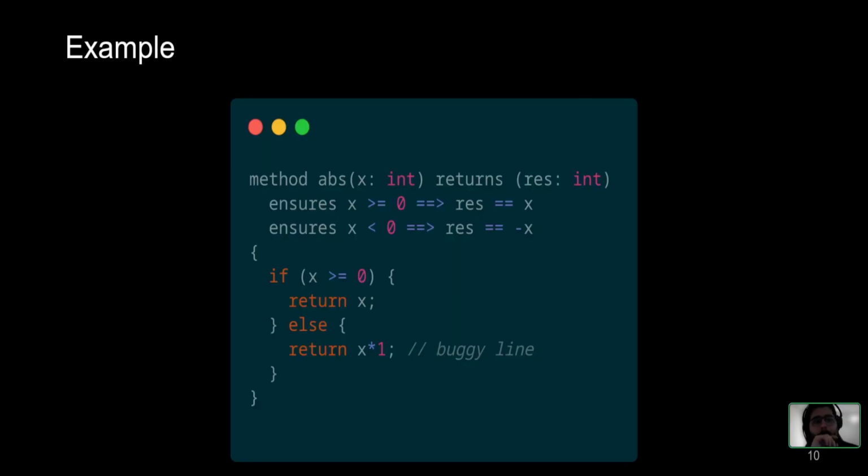So here we have an example. This is a very simple code, absolute value of x, and we have an error at the second return, because instead of returning minus x when x is negative, we return x times 1.